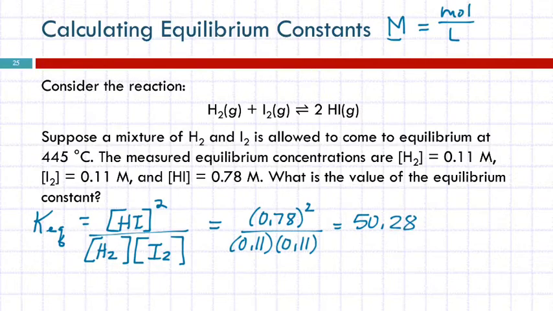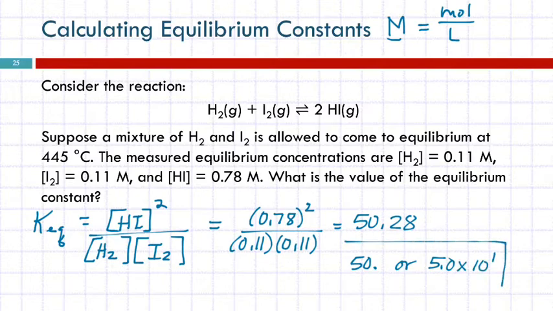How many significant figures should that have? Should have 2. All of those concentrations had 2 sig figs. So if I'm going to round this to 2 sig figs, I could call it 50 with a decimal point, or 5.0 times 10 to the 1. It doesn't have any units. The equilibrium constants are unitless.